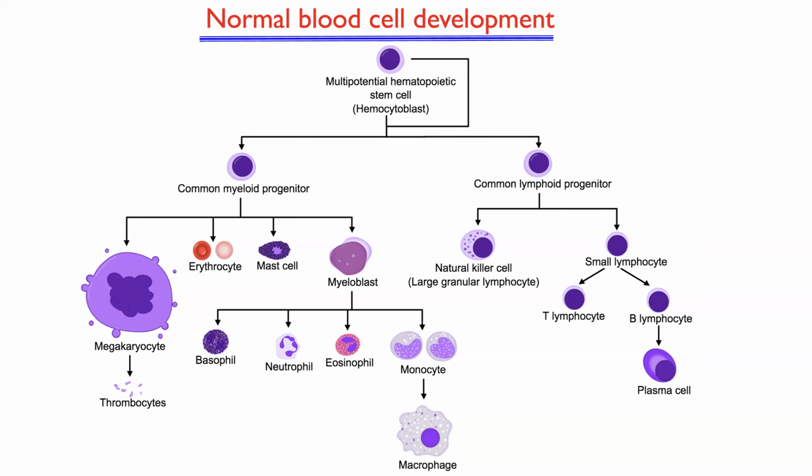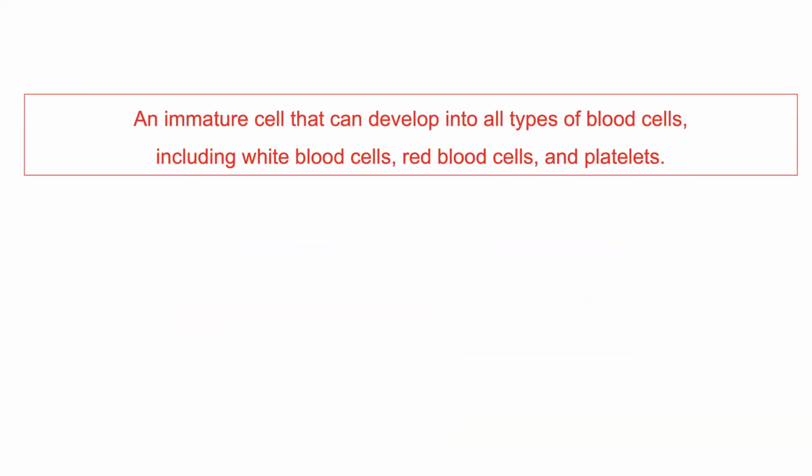So, what are hematopoietic stem cells? One can define a hematopoietic stem cell as an immature cell that can develop into all types of blood cells, including white blood cells, red blood cells, and platelets. By this definition, long-term hematopoietic stem cells, short-term hematopoietic stem cells, and multipotent progenitor cells should all be called hematopoietic stem cells.